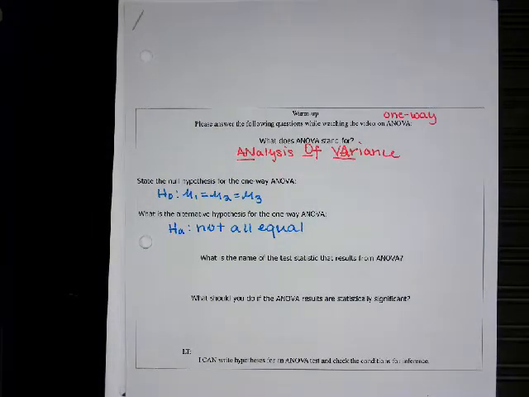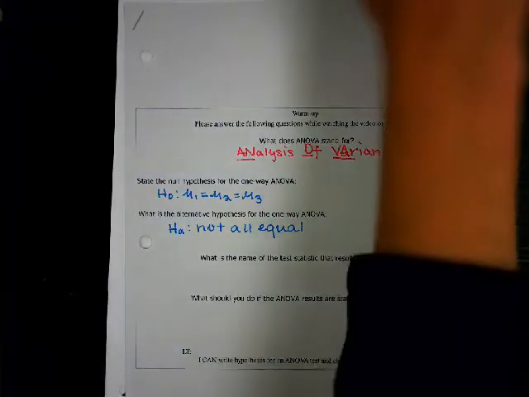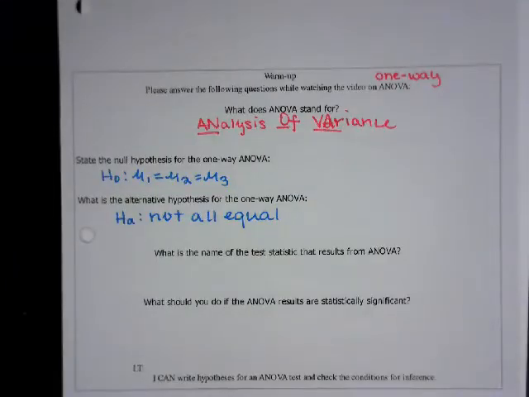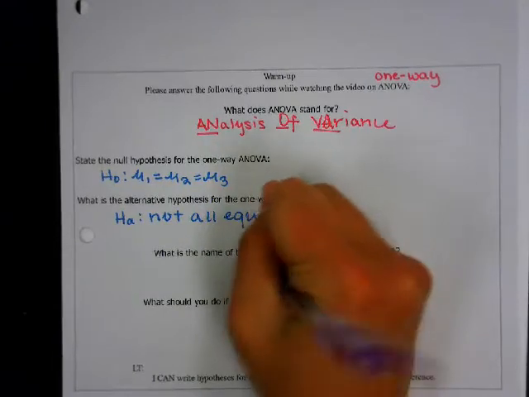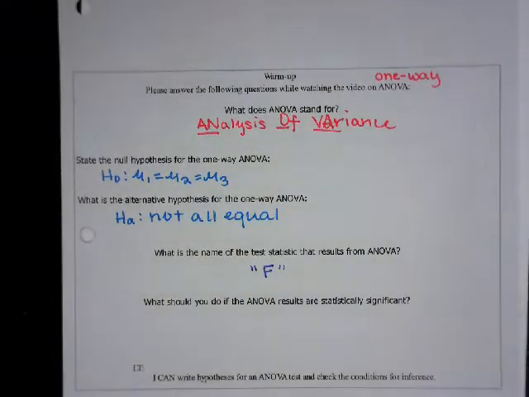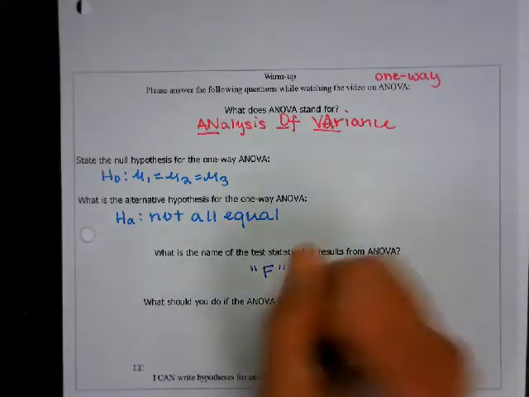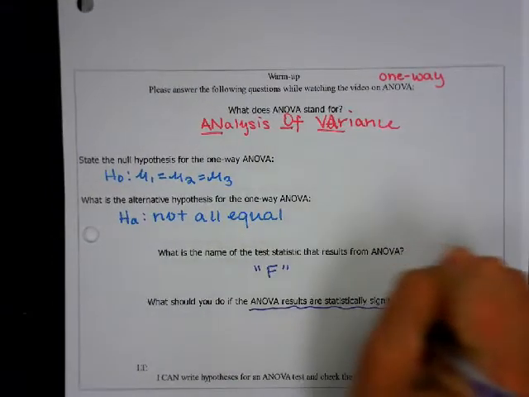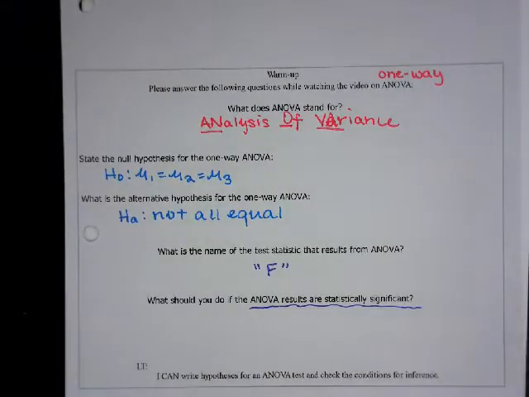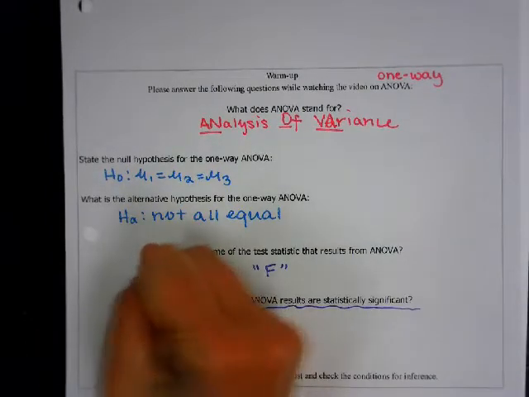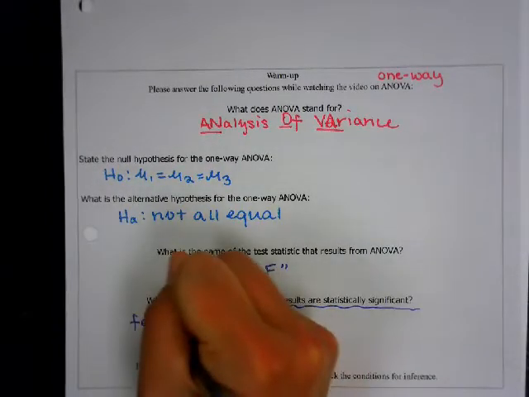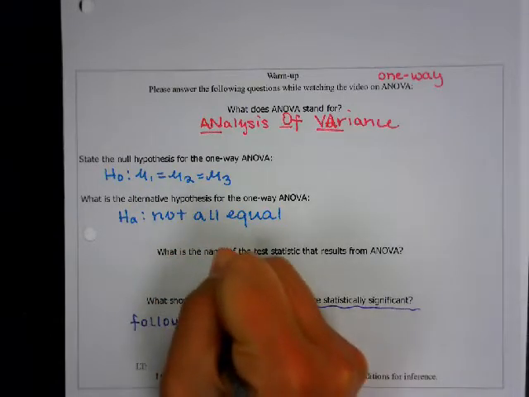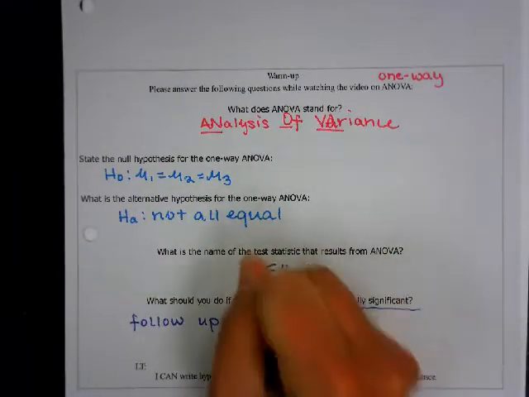The test statistic, F. We'll write what it equals in the notes, but it's just called F. And if you get ANOVA results that are statistically significant, you should do a follow-up significance test to see which means are actually equal or not.